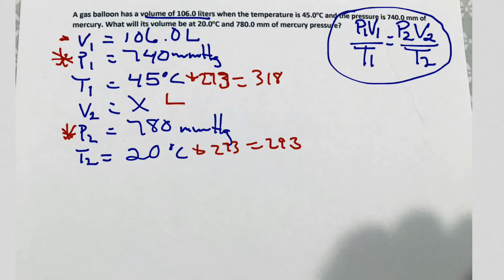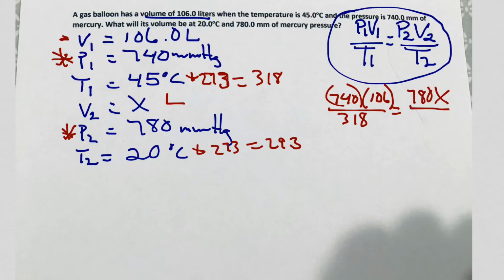Then you just fill it into the equation. So P1 is 740 times V1 is 106 over T1 is 318 equals P2 is 780, V2 is X, over T2 is 293. And then we're going to cross multiply. So all these times each other equal to all these times each other.